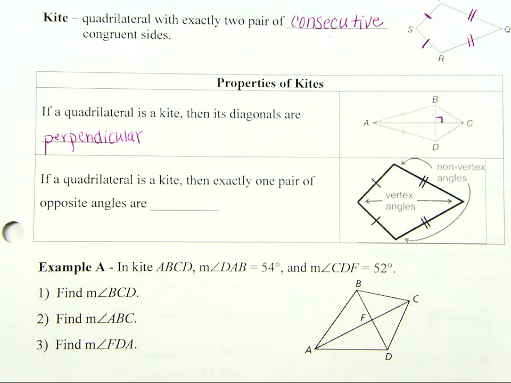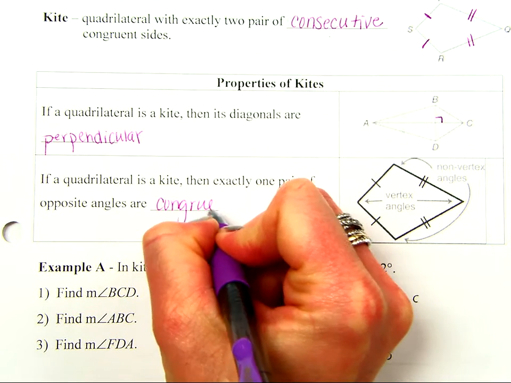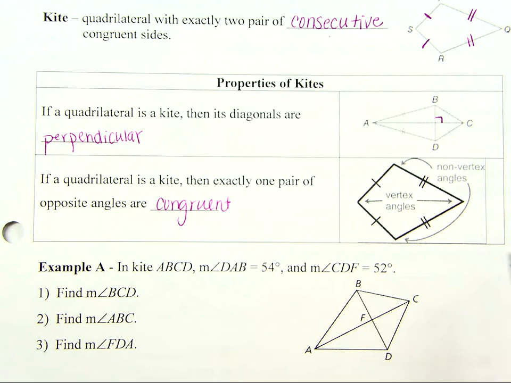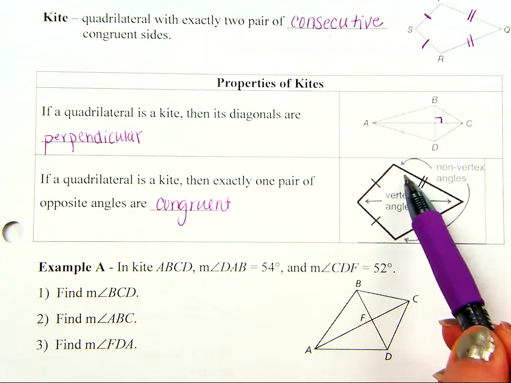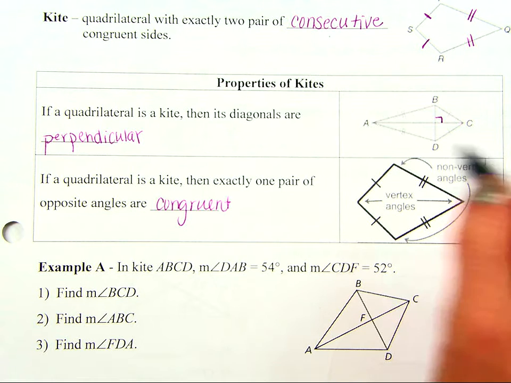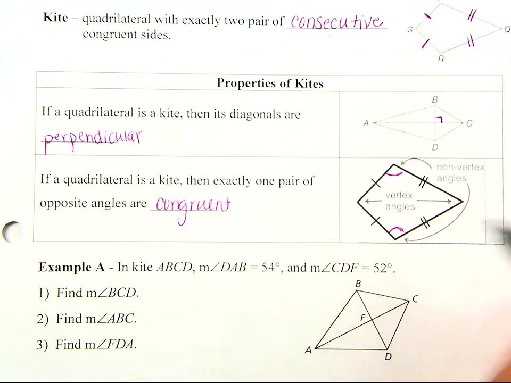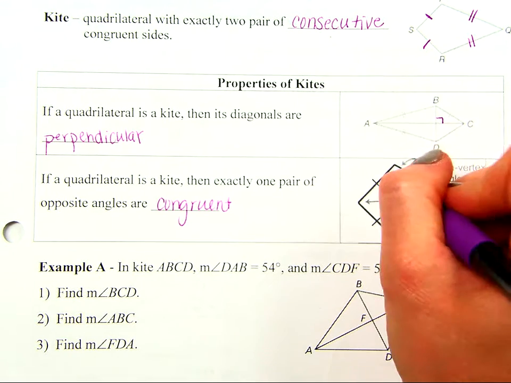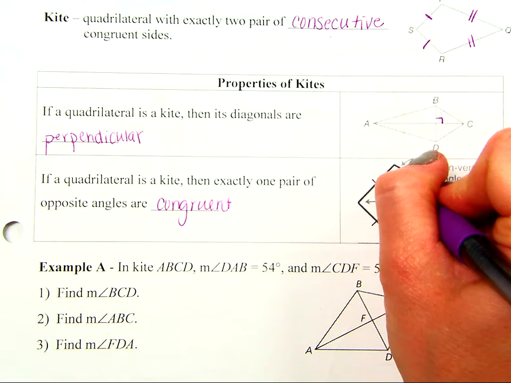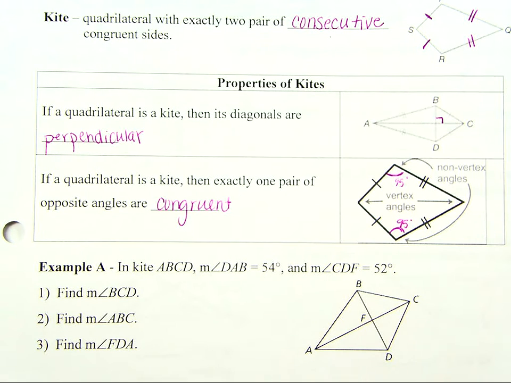Also, if a quadrilateral is a kite, then exactly 1 pair of opposite angles are congruent. You can see here that not all 4 of my angles are congruent, but there is 1 pair of angles, and those are going to be the non-vertex angles. The non-vertex angles, I kind of think of that as the sides of my kite. Those angles there are going to end up congruent. So we know if this was roughly 95 degrees, this one would be 95 degrees.